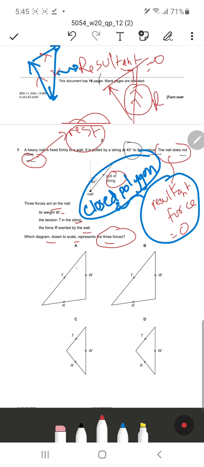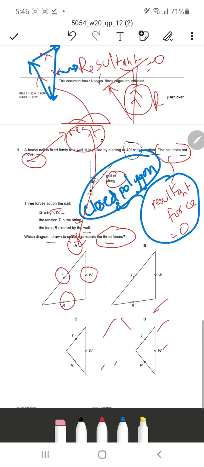So let's see option A. Option A has T, W and R drawn like this. This directly matches the condition we have mentioned earlier. So A is the correct response. If you look at the other figures, they're all showing a resultant. Except for A, all the other figures have a resultant. As a result, they are not our response. So A is the correct answer.